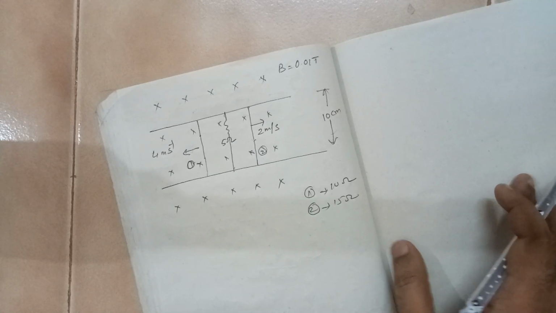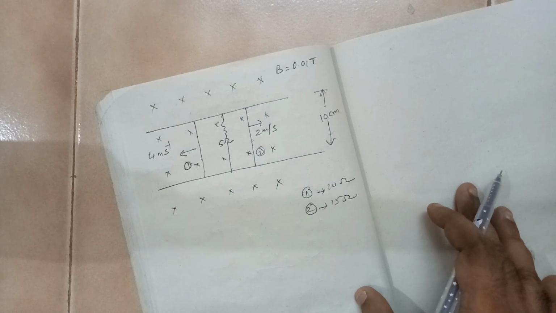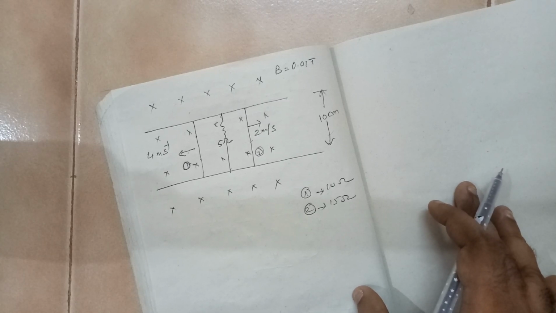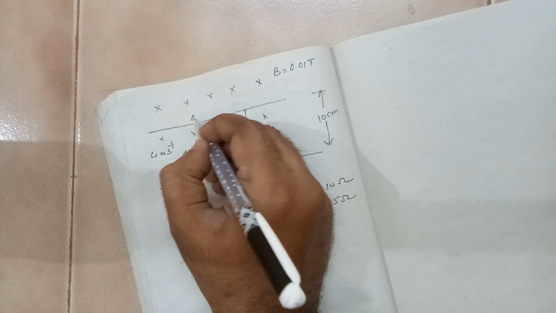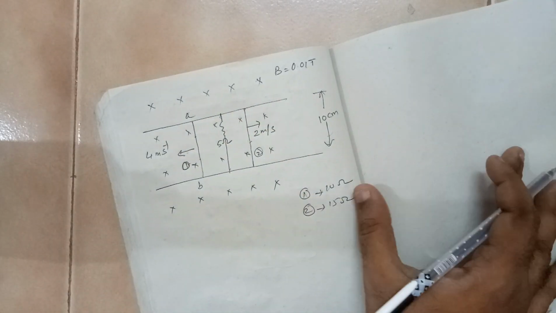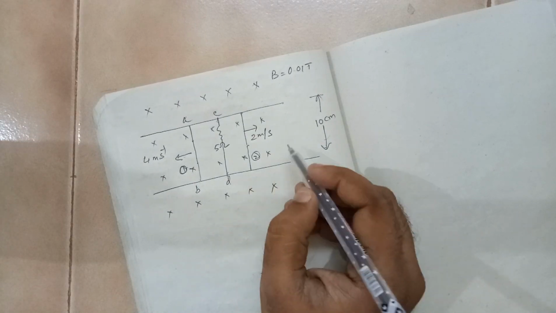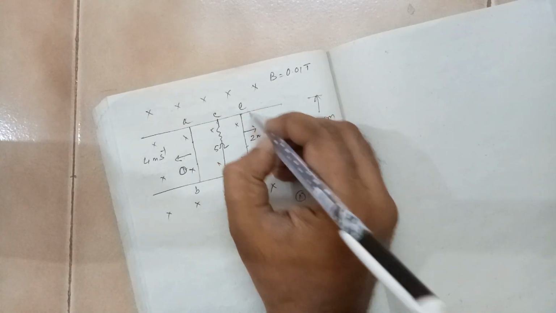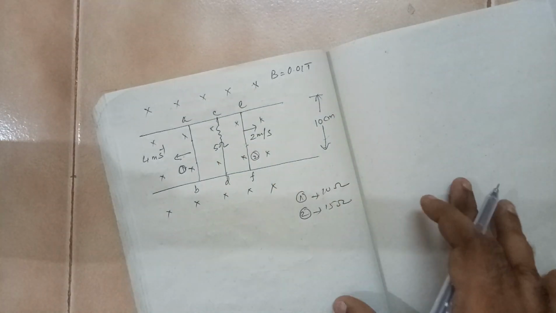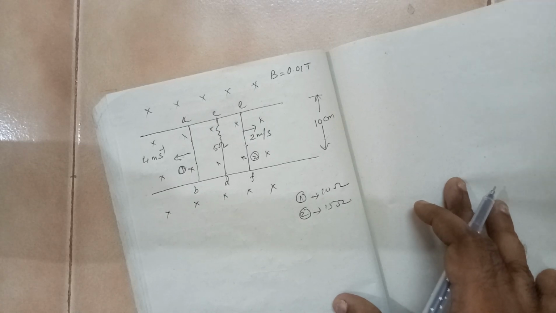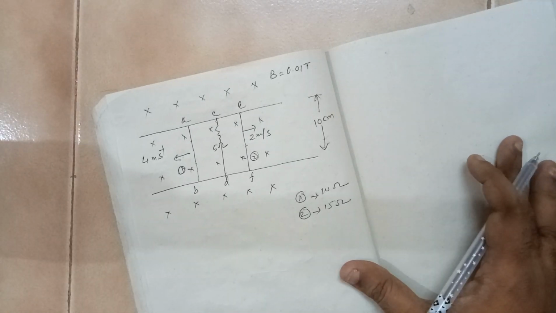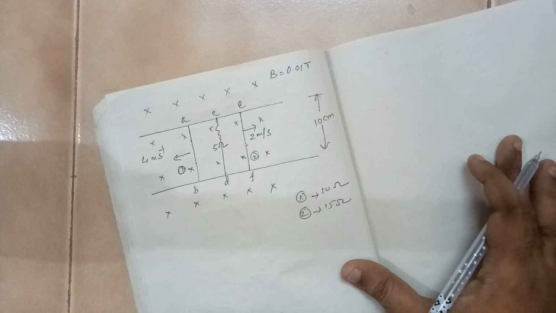So here we need to convert this data into the format that we have already done in the current electricity chapter. If you name it, I'll name these points A, B, then C, D, then E, F. So first of all, we need to draw the circuit diagram.